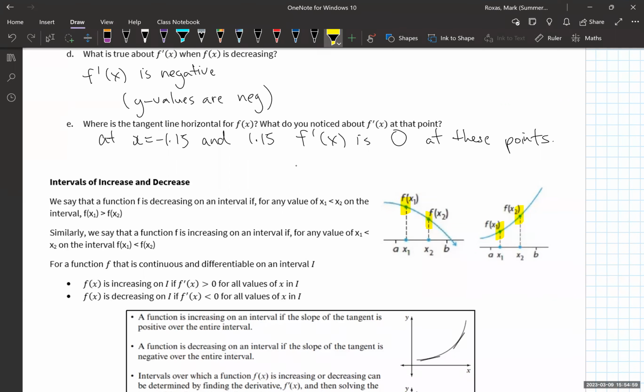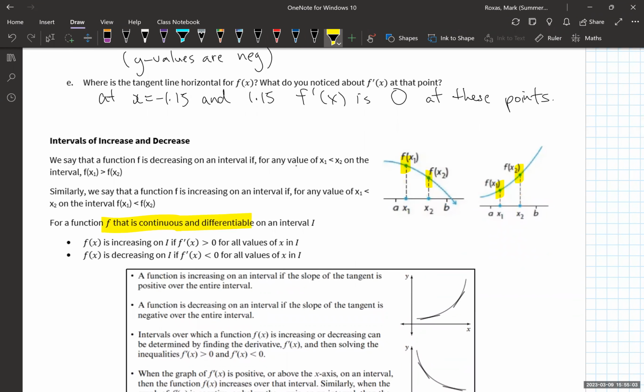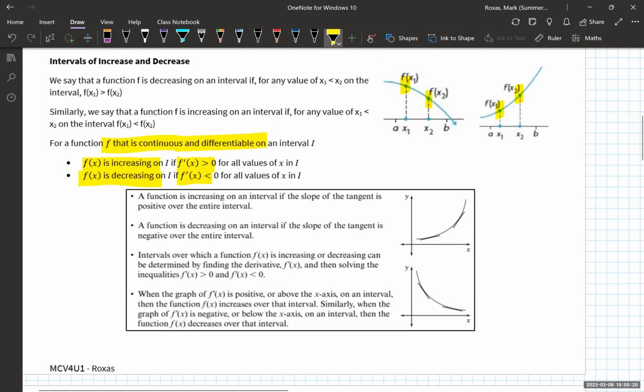Now, where the derivative comes into play, for a function f that is continuous and differentiable on some interval, we can say that f of x is increasing if its derivative is positive in that interval. And f of x is decreasing if its derivative is negative on that interval. And we can see that here, right?